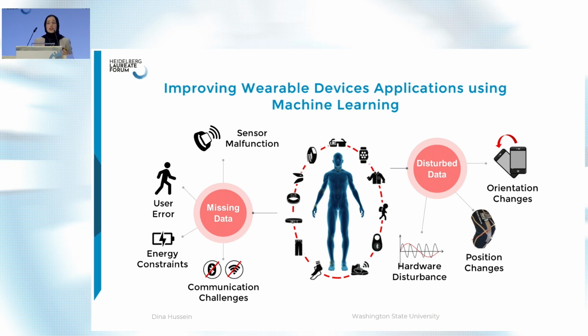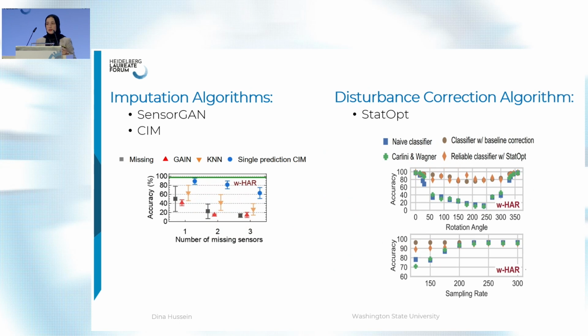So what do we do in such an unavoidable scenario? This is where my research comes in. We develop lightweight machine learning algorithms that are suitable for energy-constrained devices to help the model detect, correct, and impute missing data using the available data.